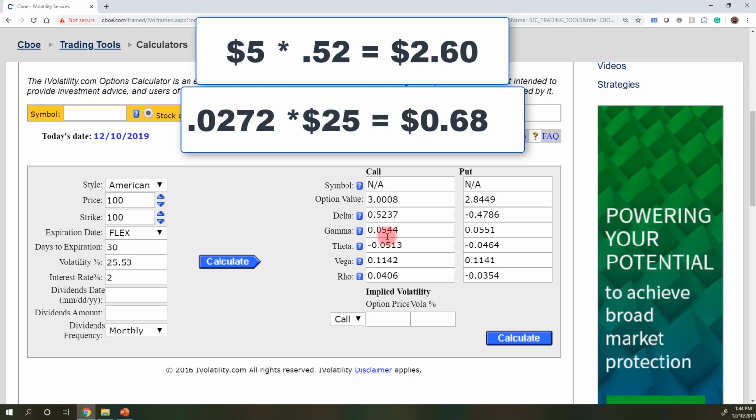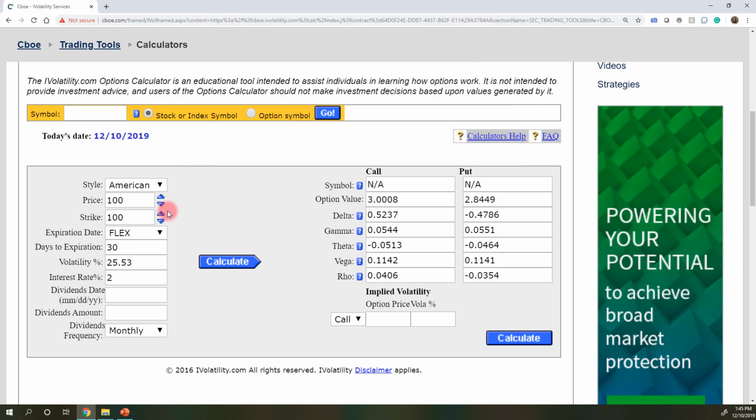So I'm going to take this 0.0544 divided by 2 times 25. And that's going to give me about 68 cents. So now let's take the $2.60 that we came up with from part 1 plus 68 cents, and that gives me $3.28. So I would expect that this option's price will increase by $3.28. So let's go back over here and make this 105, choose calculate, and 6.26, pretty close.